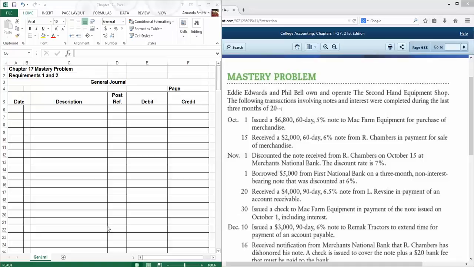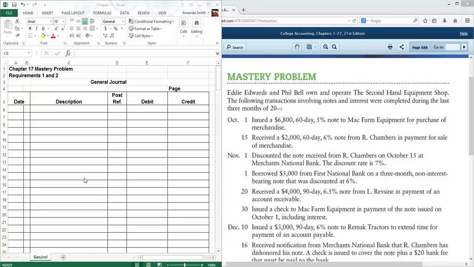We are dealing with notes receivable and notes payable. You will have multiple transactions that have quite a bit of calculations to complete to find the amounts that you need. So let's do the first one where we have a lot of calculations together. It's the November 1st transaction for the discounted note received by R. Chambers on October 15th at Merchants National Bank.